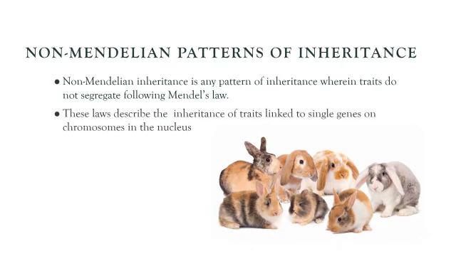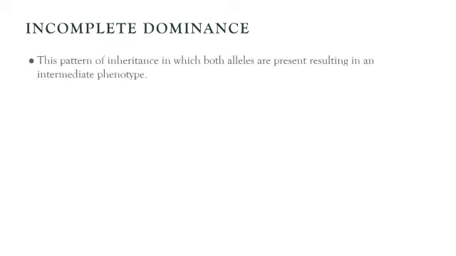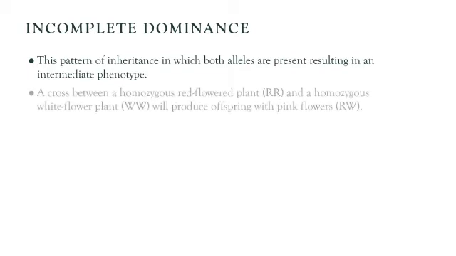This law describes the inheritance of traits linked to single genes on chromosomes inside the nucleus. One of the examples of non-Mendelian law is what we call incomplete dominance. This is a pattern of inheritance in which both alleles are present, resulting in an intermediate phenotype. A cross between a homozygous red flower plant and a homozygous white flower plant will produce an offspring with pink flowers.